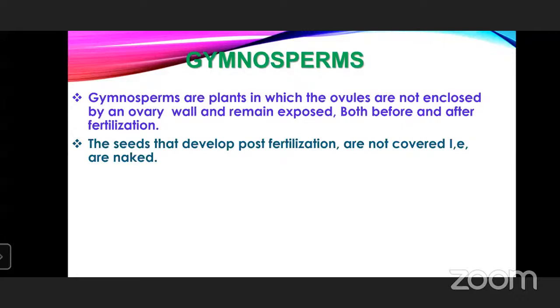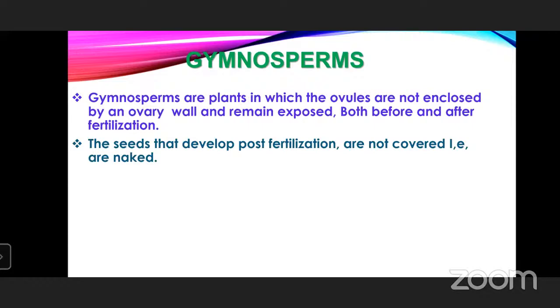Phanerogams means flowering plants. They produce flowers. And the phanerogams are divided into gymnosperms as well as angiosperms. Gymnosperms. Today our session is about gymnosperms.